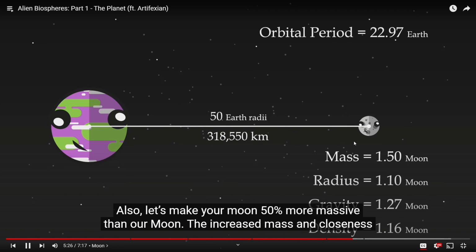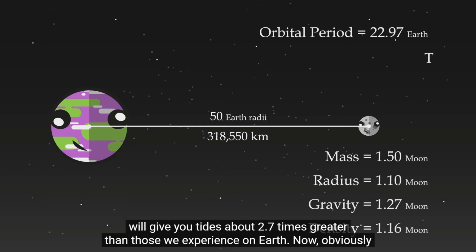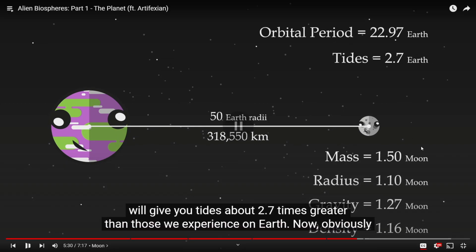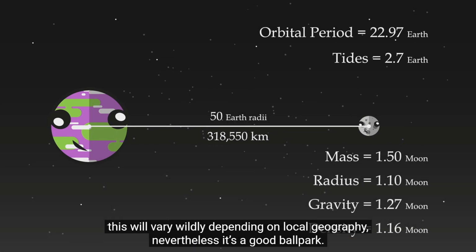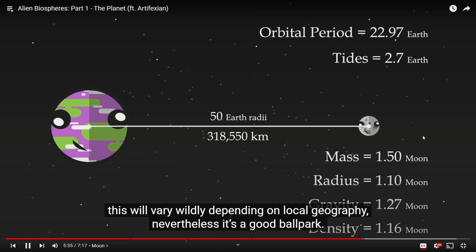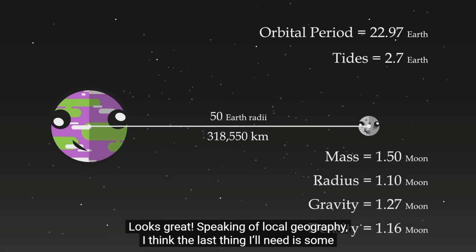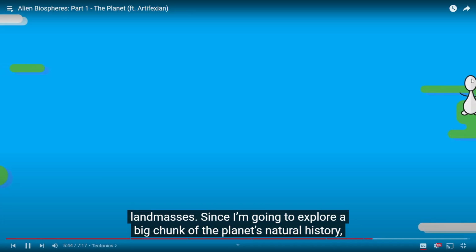than our moon. The increased mass and closeness will give you tides about 2.7 times greater than we experience on Earth. Now, obviously this will vary depending on local geography, nevertheless it is a good ballpark. Looks great. And, speaking of local geography, I think the last thing I'll need is some land masses, since I'm going to explore a big chunk of the planet.